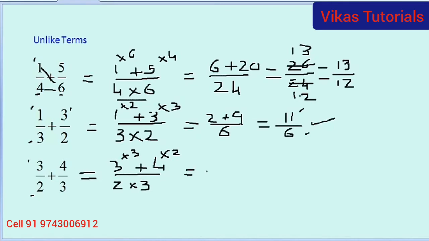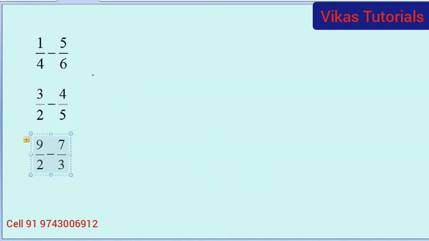Calculations. 2 into 3 is 6. 3 into 3 is 9, and 4 into 2 is 8. Okay, now denominator 6, and 9 plus 8 is 17. So the answer is 17 by 6. Now we'll solve some examples of subtraction.